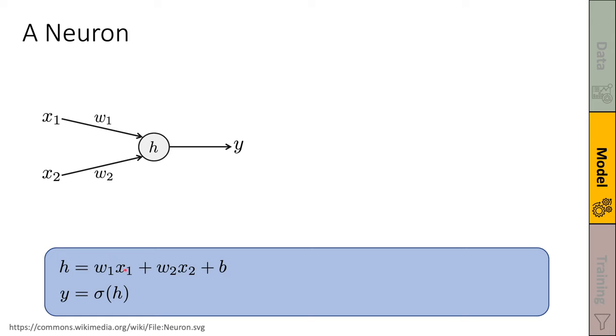So we weight each input individually, add a bias, and then we apply a nonlinearity, which we basically push into this circle here and treat as one unit of computation, and then we get the output out of this. All right, this is what we call a neuron. So it's basically just a linear classifier.